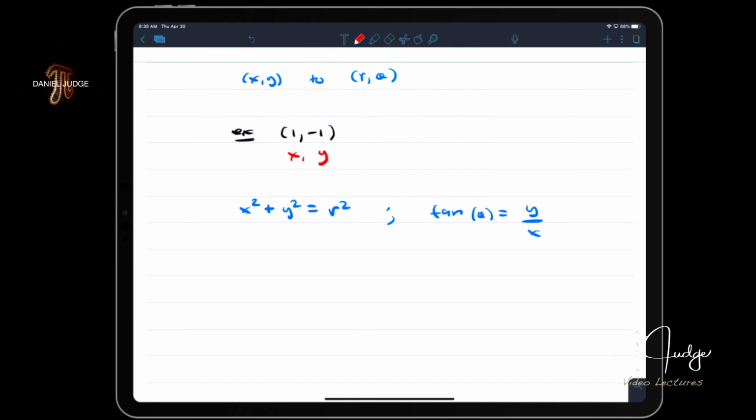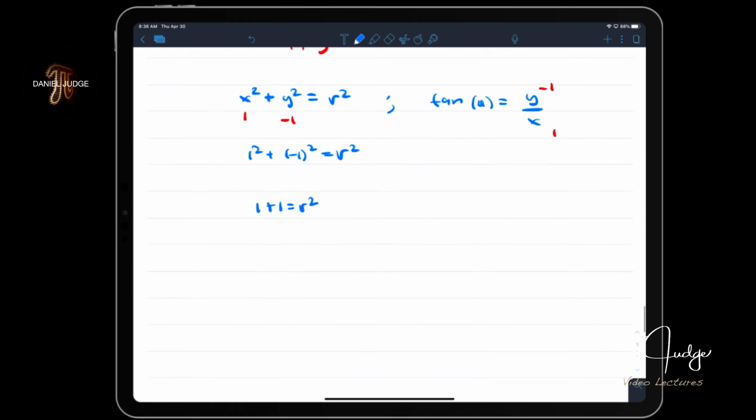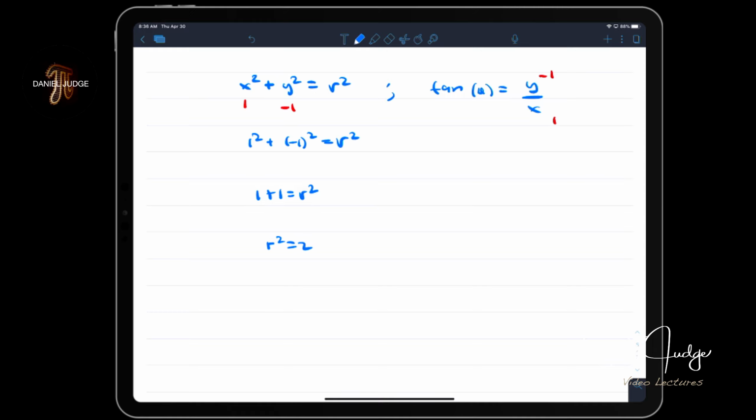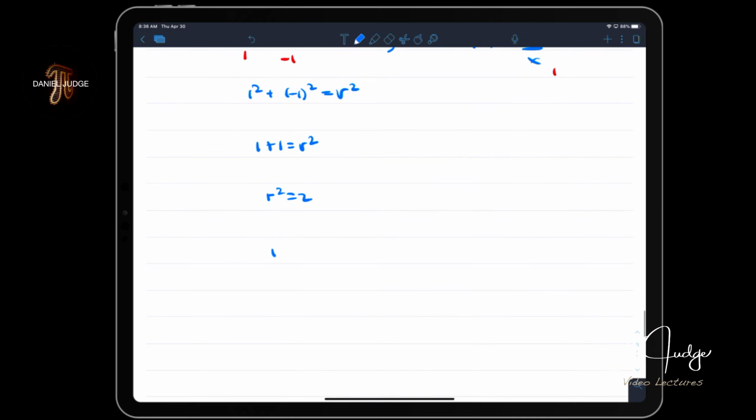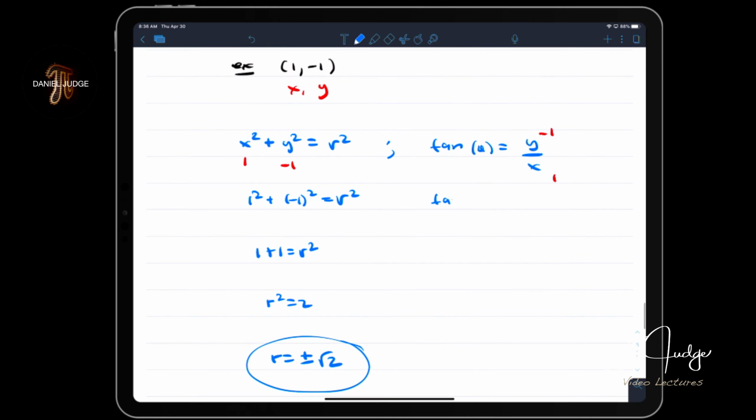So when you plug things in, x is 1, y is -1. Let's see what we get here. We should get 1 squared plus -1 squared is r squared, or you get 1 plus 1 is r squared. R squared will be 2. And I get r here is plus or minus square root of 2. Interesting. Let's think about that. Tangent theta is -1 over 1, which means tangent theta is actually -1, right?